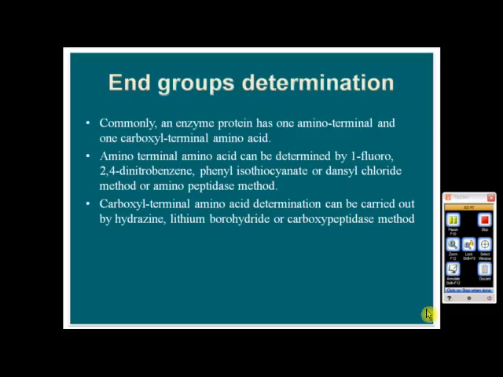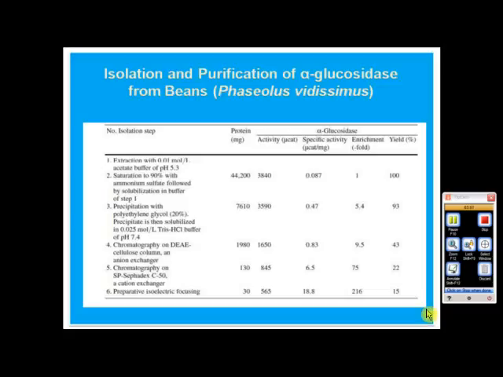Carboxypeptidase is an enzyme which cleaves from the C-terminal, whereas we have another enzyme called aminopeptidase which cleaves from the N-terminal. So by this you can identify the C-terminal amino acid or the N-terminal amino acid.